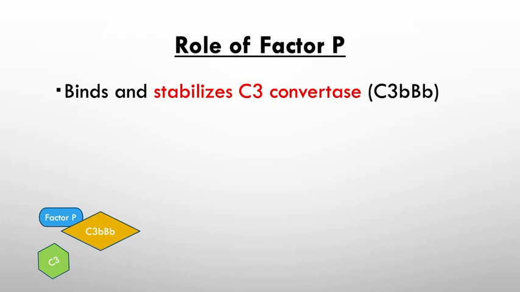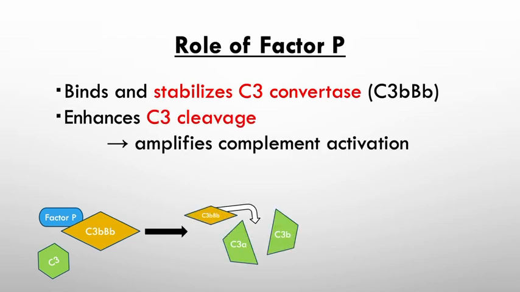Next, we explain the functional role of factor P. In the alternative pathway, the central enzyme complex is C3 convertase, known as C3bBb. Factor P binds to this complex and stabilizes it, preventing it from breaking down too quickly. By stabilizing C3 convertase, factor P increases the rate of C3 cleavage, leading to the production of more C3a and C3b, and thereby amplifying complement activation.